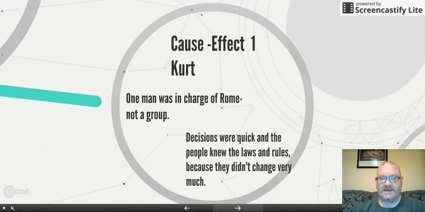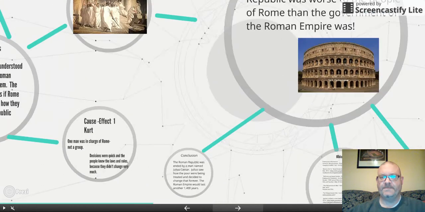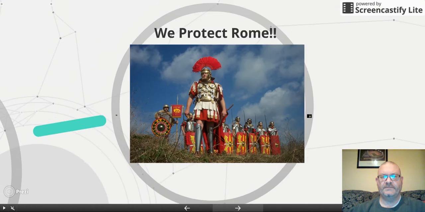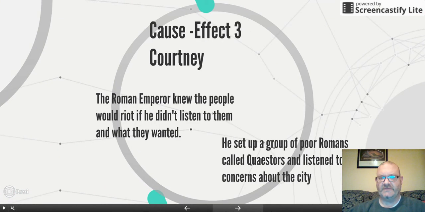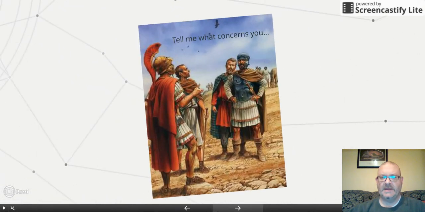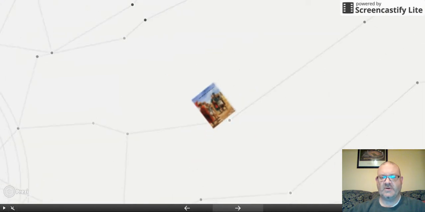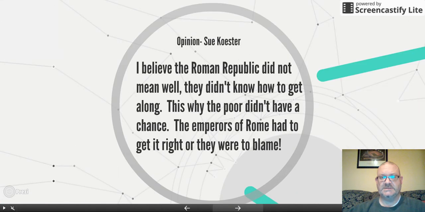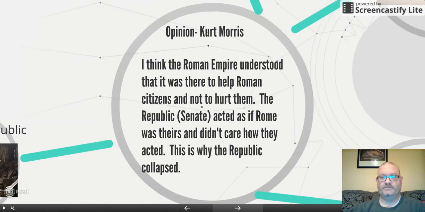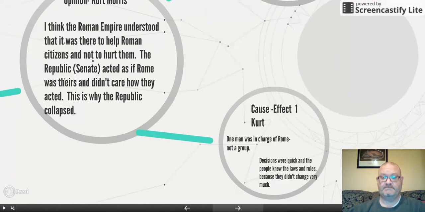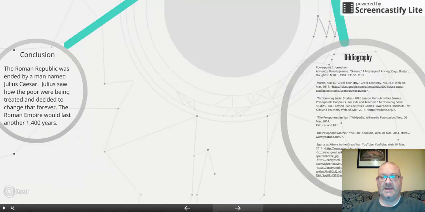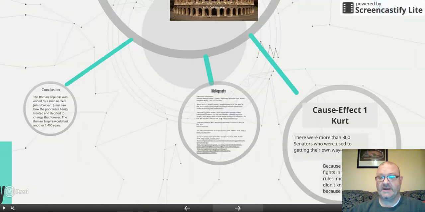And then it goes to my name, okay, cause effect 2 for me, my picture and caption, cause effect 2 for Sue, her picture and caption, cause effect 3 for Courtney, and her picture and caption. And then after we're done with that, we finish with our opinion. So here is Sue's opinion. Here's Courtney's opinion. Here is my opinion. And right there is our conclusion. Okay? And then we finish it off with our bibliography, and then we're ready to answer questions.